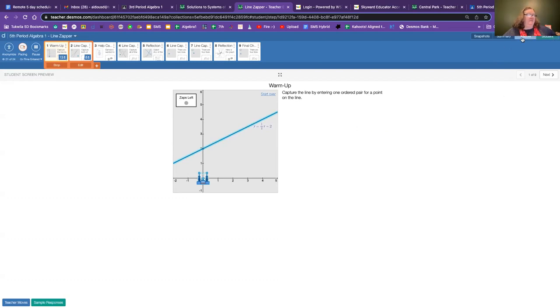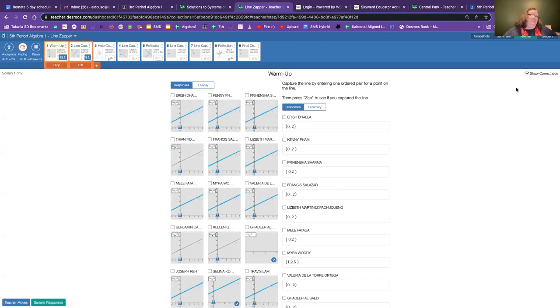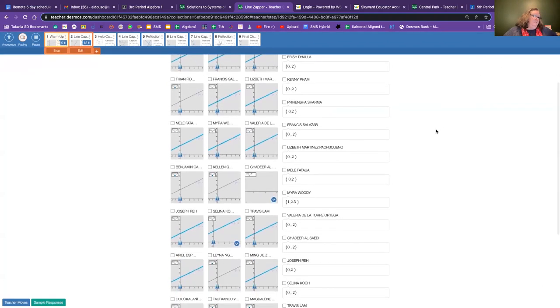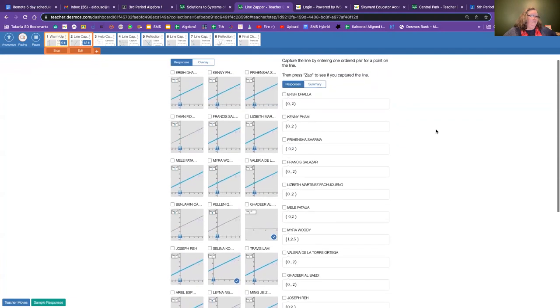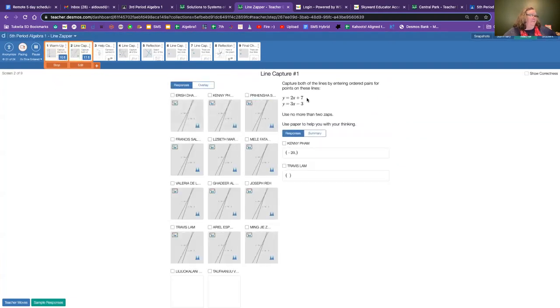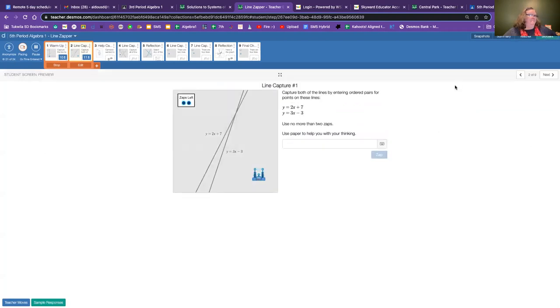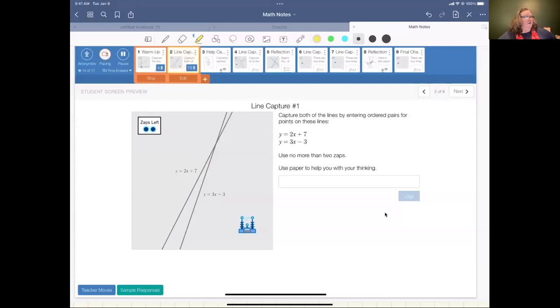There were other possibilities. I'm seeing lots of people did what I did and used the obvious one. All right, let's move on to slide 2. You want to try to capture both of these lines by entering ordered pairs for points on these lines. This one's not as obvious. Hopefully you still have a little bit of room on your scratch paper, because I want to work on this one together.